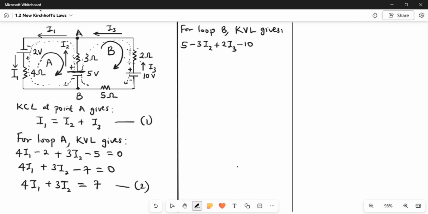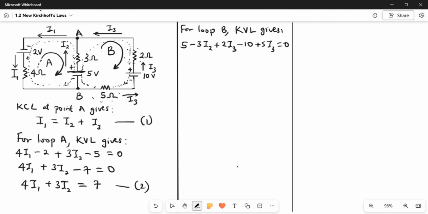Getting to this point, I3 is what is also coming through the 5 ohm resistor and is in the opposite direction of the path we have chosen. So the potential drop across this 5 ohm resistor will be positive. So we say plus 5I3, all equal to 0. We'll simplify further.